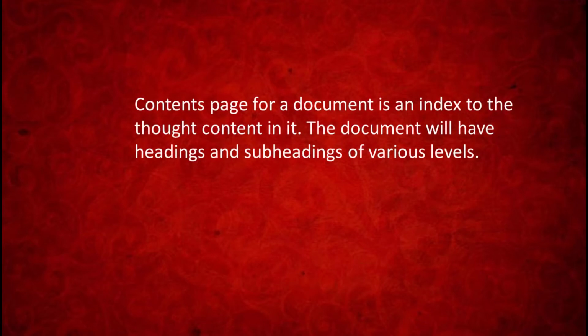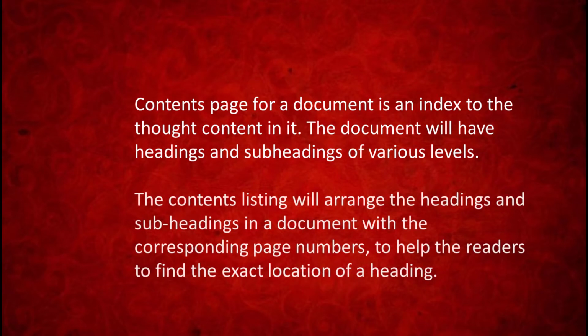A contents page for a document is an index to the thought content in it. The document will have headings and subheadings of various levels. The contents listing will arrange the headings and subheadings with their corresponding page numbers to help the reader to find the exact location of a heading.